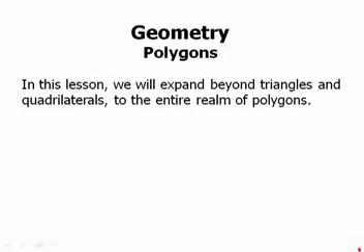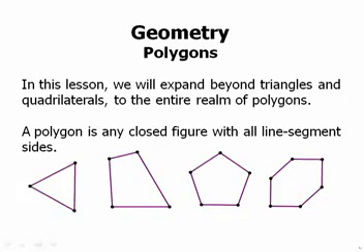Polygons. In this lesson, we will expand beyond triangles and quadrilaterals to the entire realm of polygons. A polygon is any closed figure with all line segment sides. So here we have an example of a polygon with 3 sides, a triangle, with 4 sides, a quadrilateral, and then one with 5 sides and 6 sides. And you could imagine it could have many, many more sides.